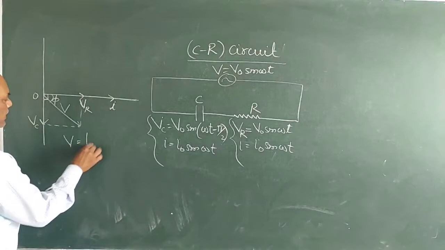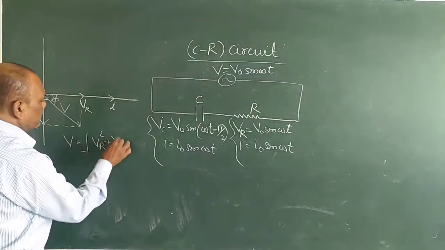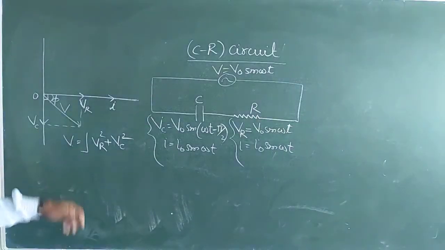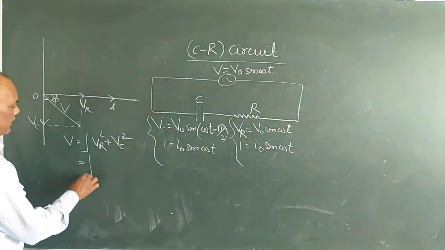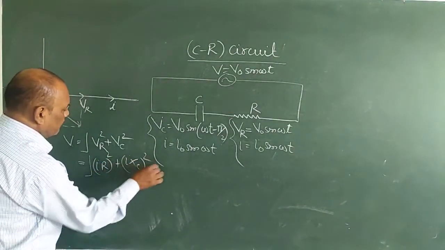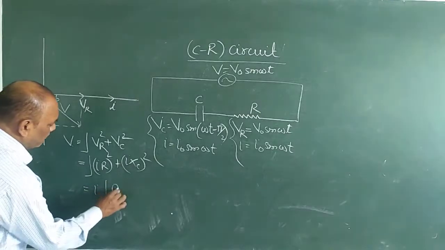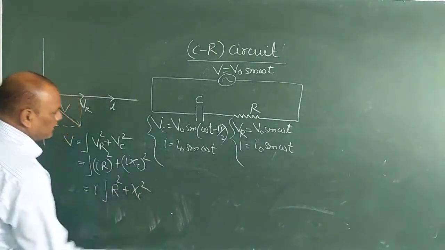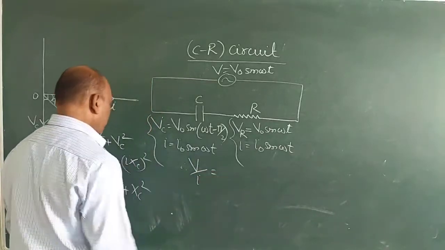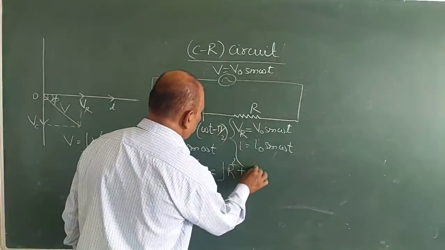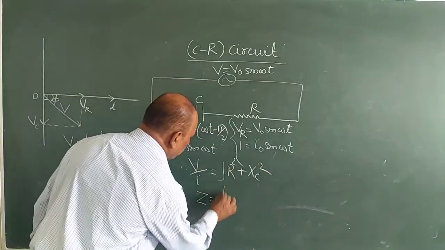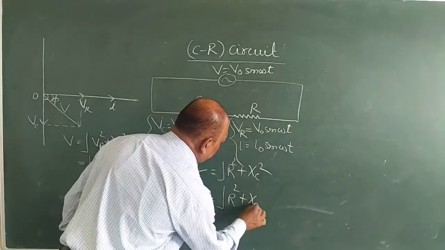Similarly, we can also find VR square plus VC square. This is the resultant voltage in the CR circuit. This will be under root IR whole square plus IXC whole square. So taking I common, we have R square plus XC square. Therefore, V upon I is equal to under root R square plus XC square.